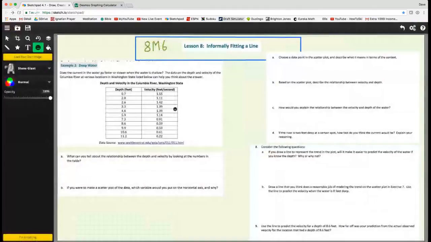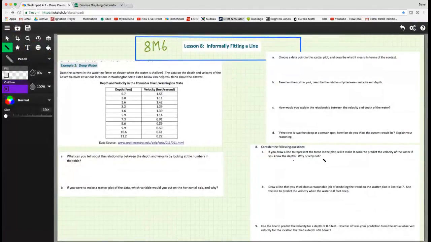So this example came out of the book. And then the next example I found online, so it's going to be a little bit new. So this is one that you did in class today. And so the question is, does water go faster or slower when the water is shallow? In this river, the Columbia River in Washington State, they did some measurements. And they figured out if it's shallow water, so this is shallow, 0.7, up to deep. This is deep water.